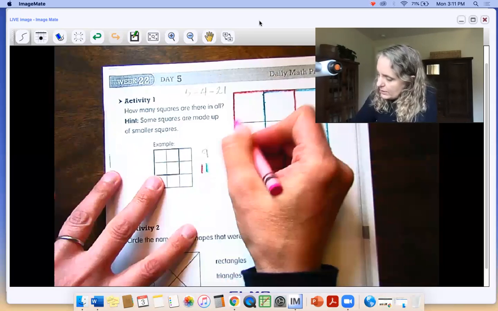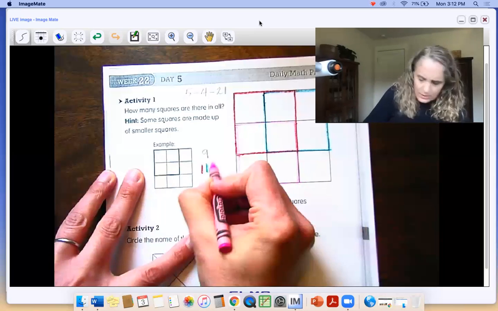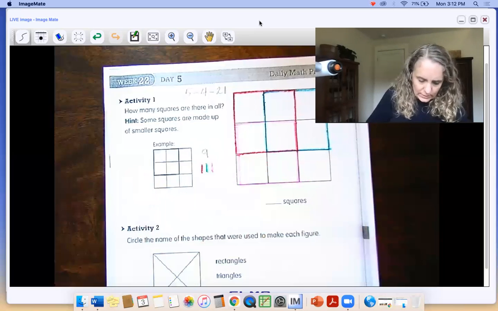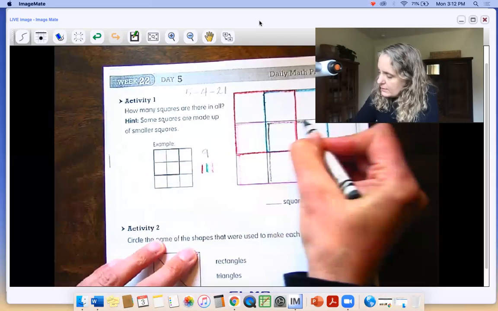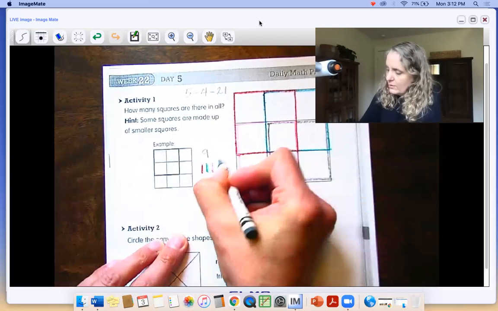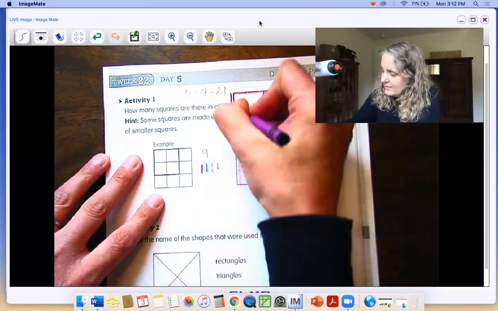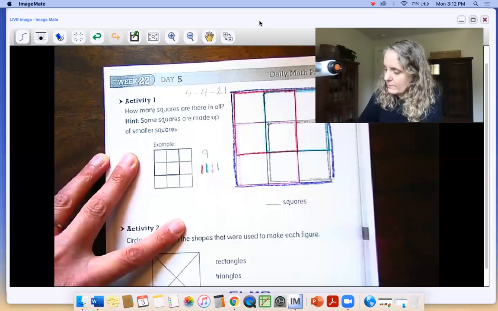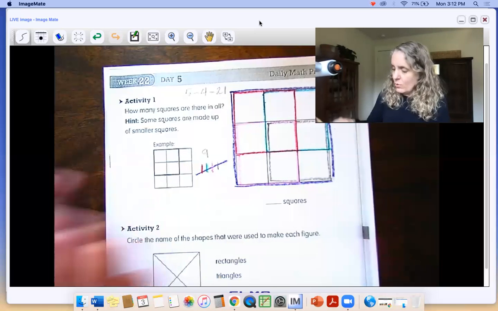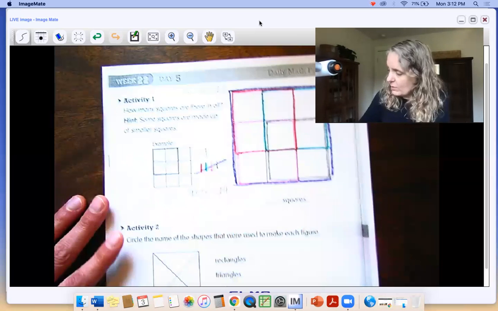Let's do another one here. Tally mark for that one. Let's do, what color haven't I used yet? Let's do gray. I'm going to make this one another tally mark, and then there's a great big giant one. Did you spot that one right away? The big one using all 9 squares. That one is another one. So I had 9 plus 5 more, and that is 14 squares that I found.